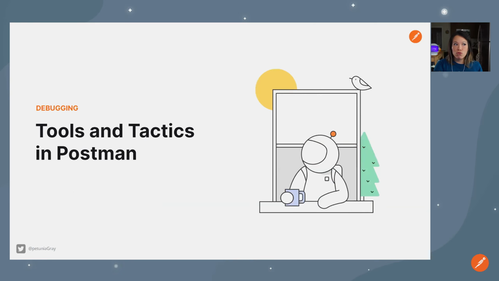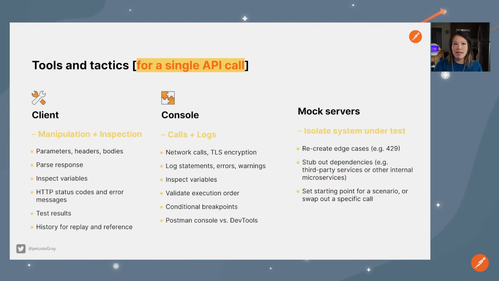Let's review the tools and tactics, because we did go a little bit fast. We had those 3 folders in that collection aligned by features in Postman. You have your client, and you can inspect all the pieces of your request and your response in Postman, specifically HTTP status codes and error messages. There is also the ability to see your history. We saw a history in the console, but there's also a tab on the main sidebar that allows you to see all the history of calls being made within that workspace.